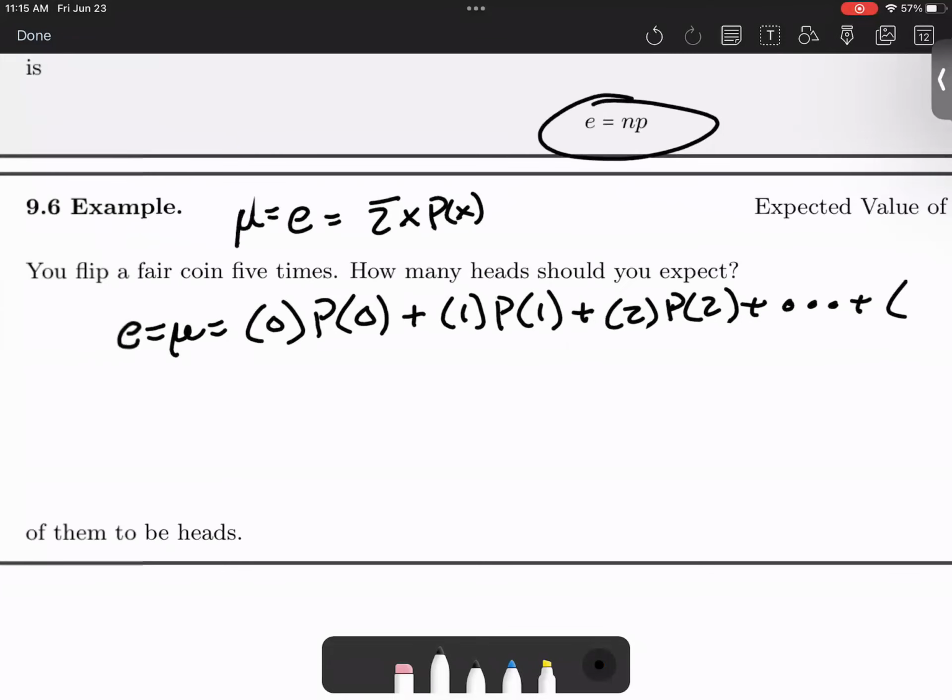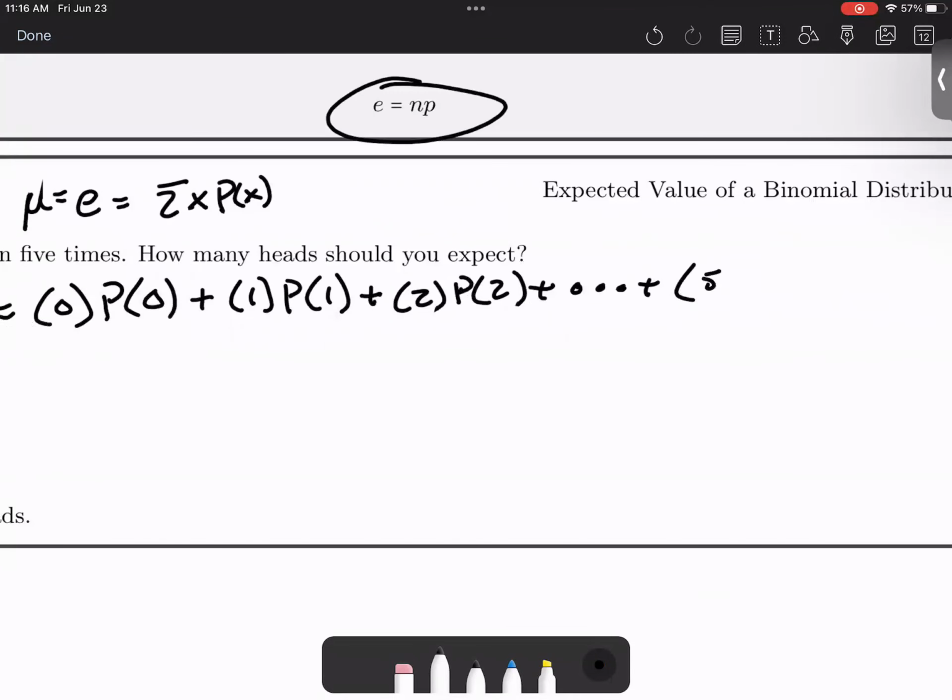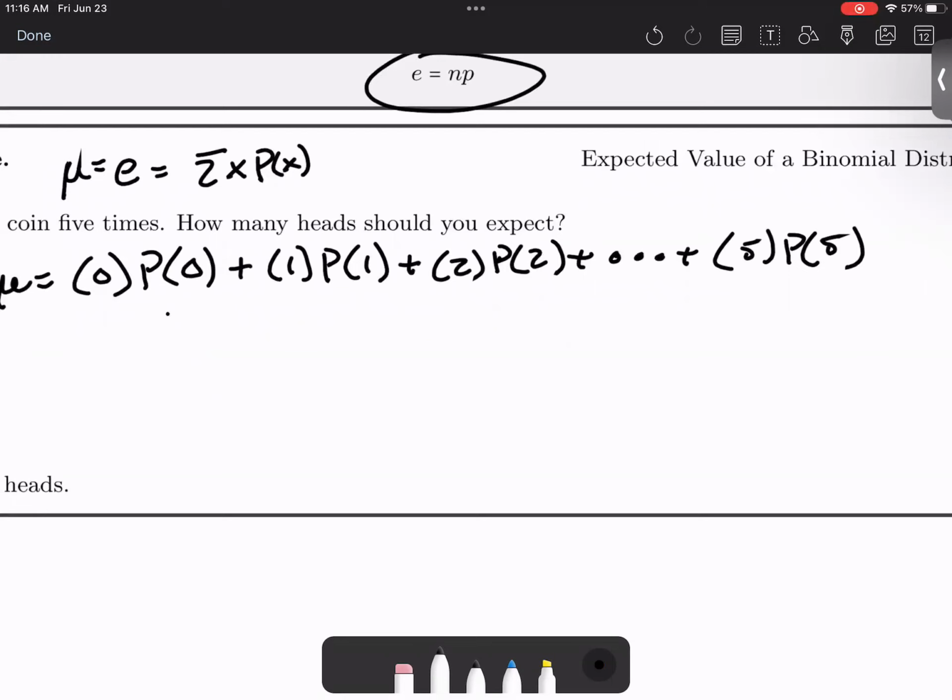How many times am I flipping? I'm flipping it 5 times, so at most, I could get all 5 of them heads. But this would be a lot of work, right? And I don't want to do this because every single one of these is a binomial probability, is a binomial probability distribution.